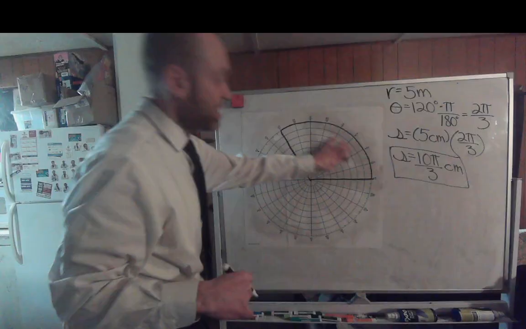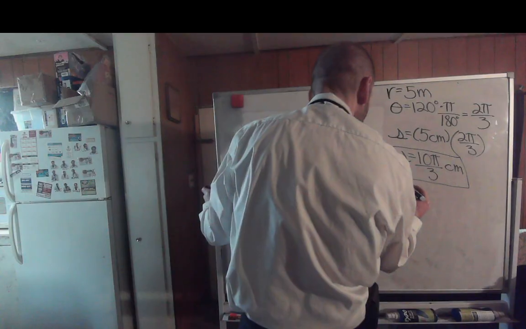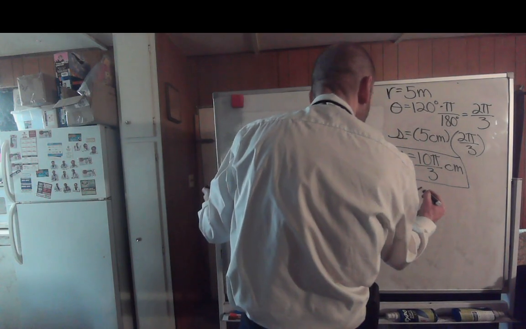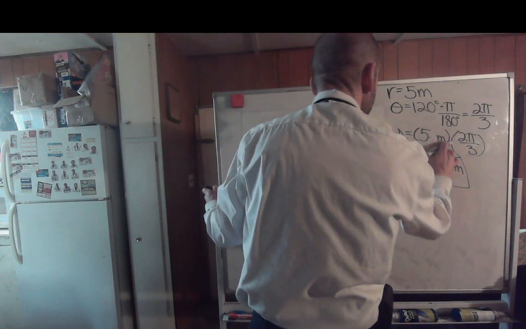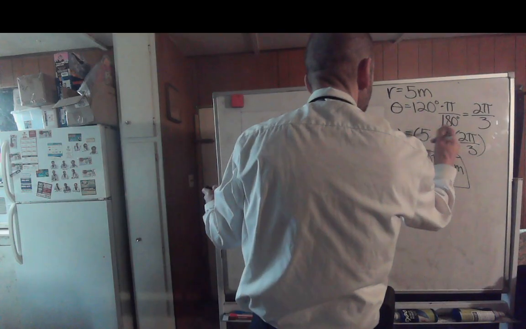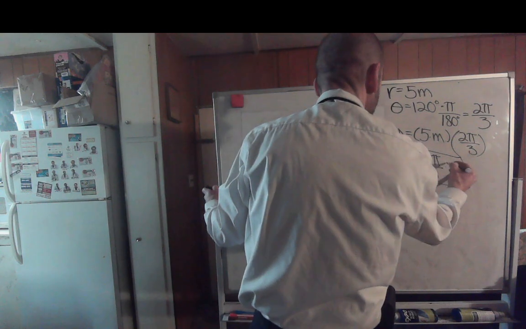Now let's find the area of this whole region here, the area of the sector. So that's going to equal 1/2 of my radius, which is 5 meters. Where did I get centimeters from? Excuse me, that should be meters. Big difference in units. That should be 10 pi over 3 meters.